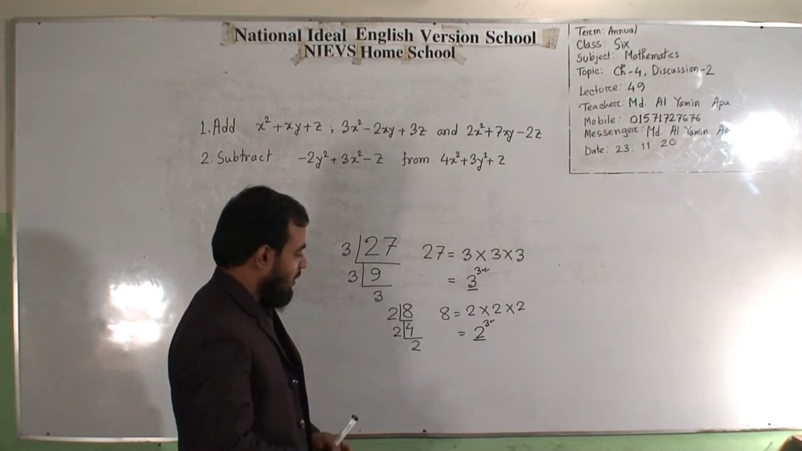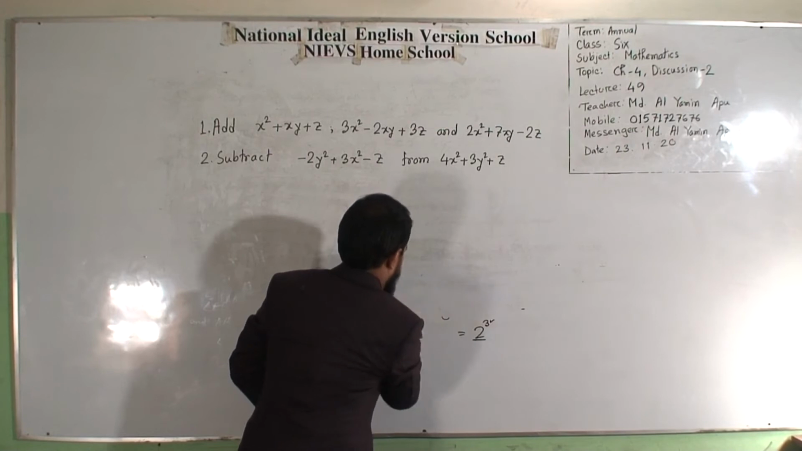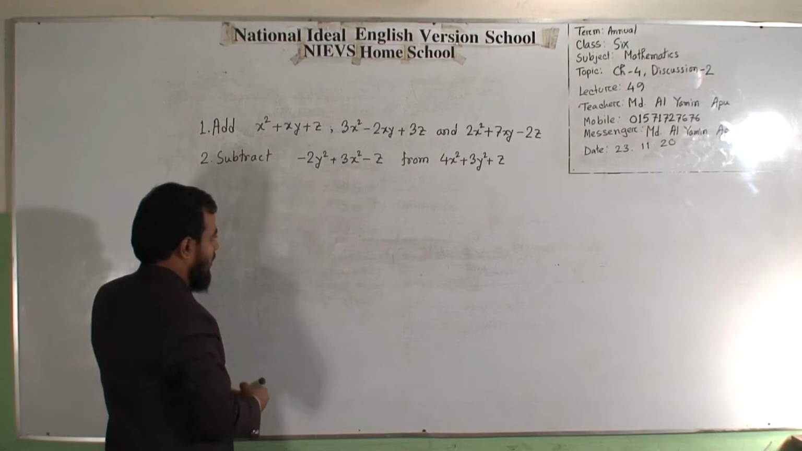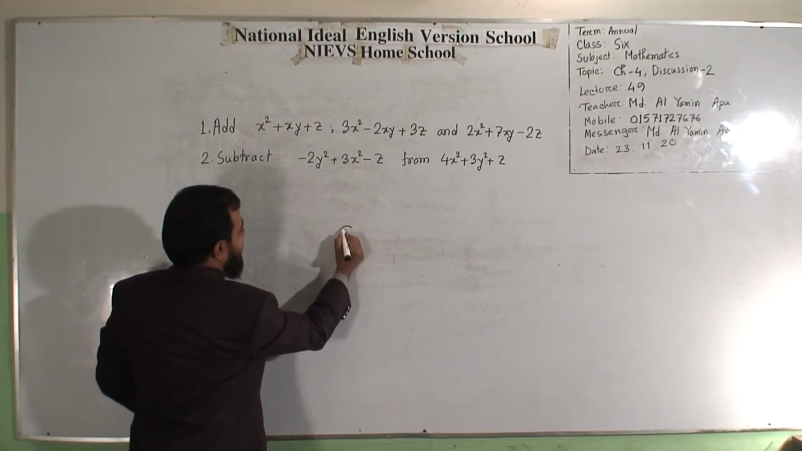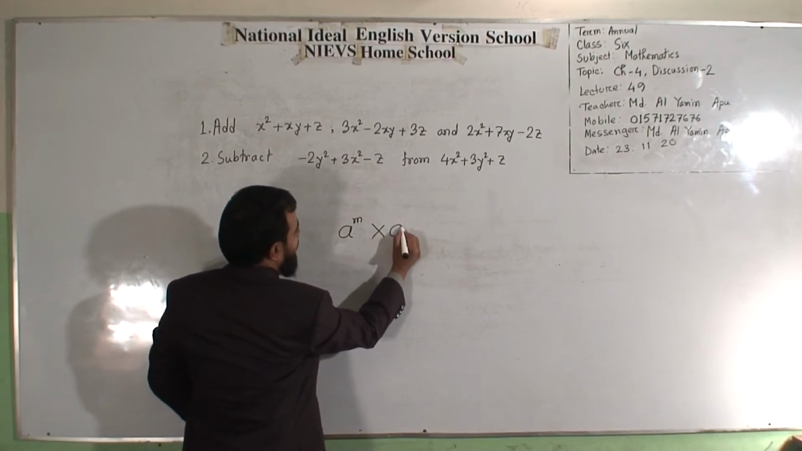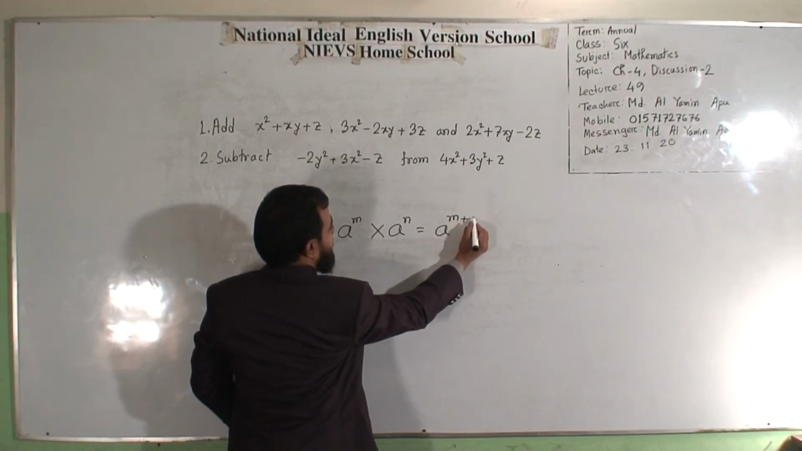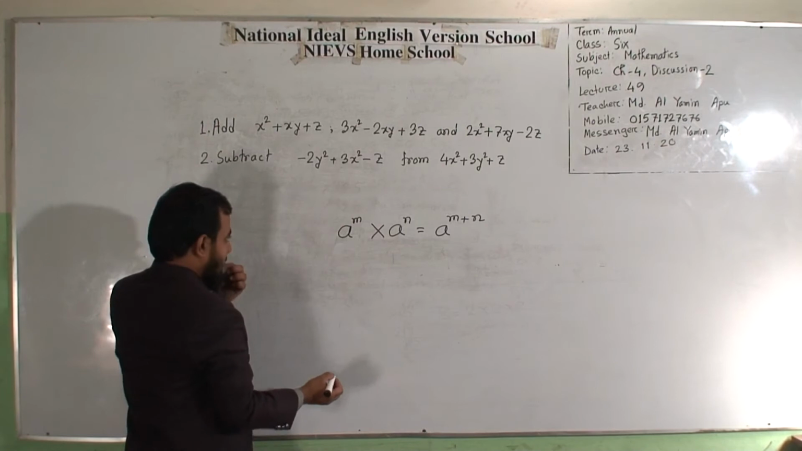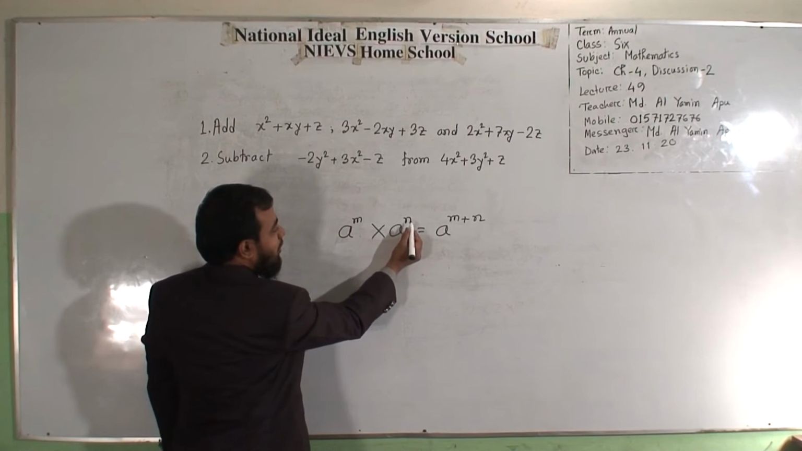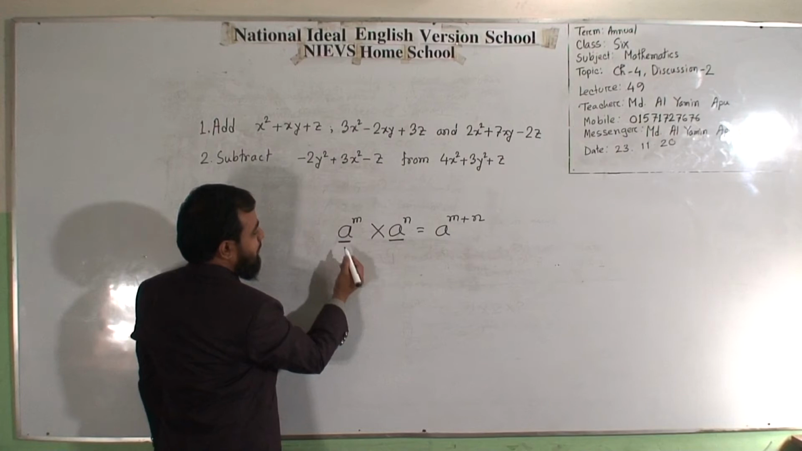Okay, now there is a formula of exponent. The formula is a to the power m multiplied by a to the power n, that's equal to a to the power m plus n. Look, these are two exponent forms, a to the power m multiplied by a to the power n. Both exponent forms have the same base, a.